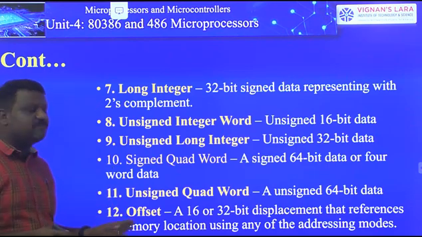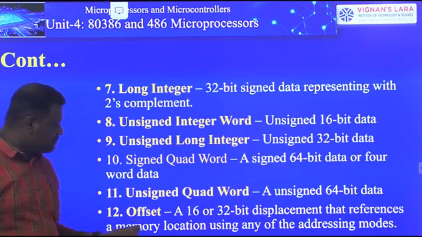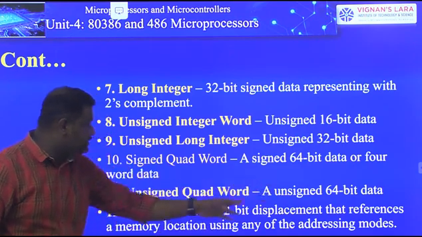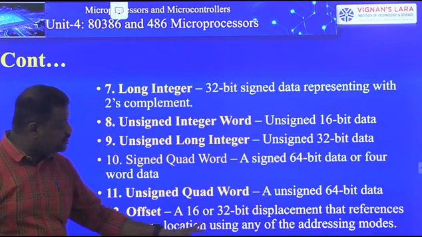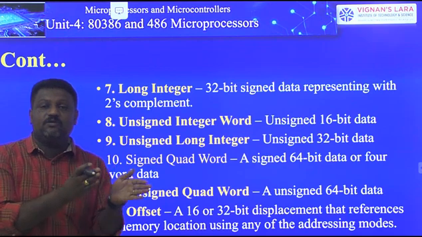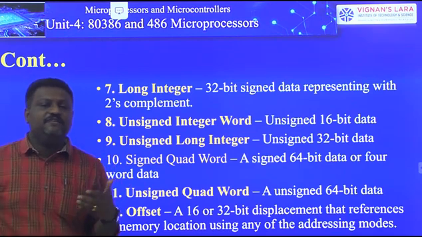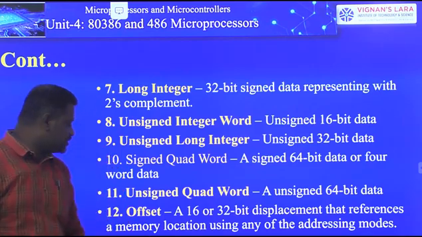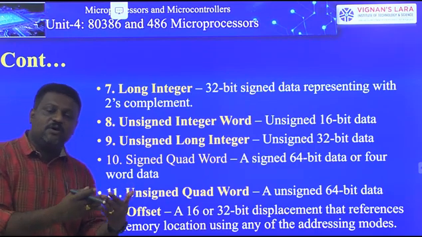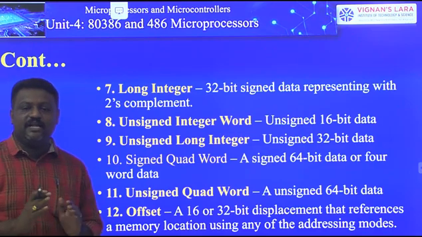And coming to the 12th one, it is an offset. I already told you your offset may be 8-bit or 16-bit or 32-bit, but here we clearly mention a 16-bit or 32-bit displacement that references a memory location using any one of the addressing modes. Like relative addressing mode, indexed addressing mode, based indexed displacement addressing mode, these are different addressing modes. We are focusing on the offset value. That offset value we call a displacement value, or we can call it a constant value. So all these things we consider as an offset value.